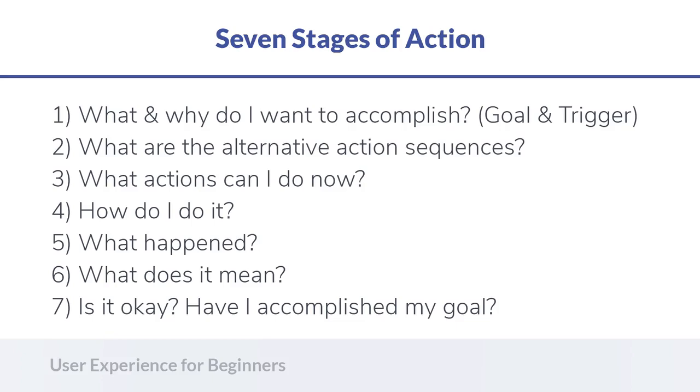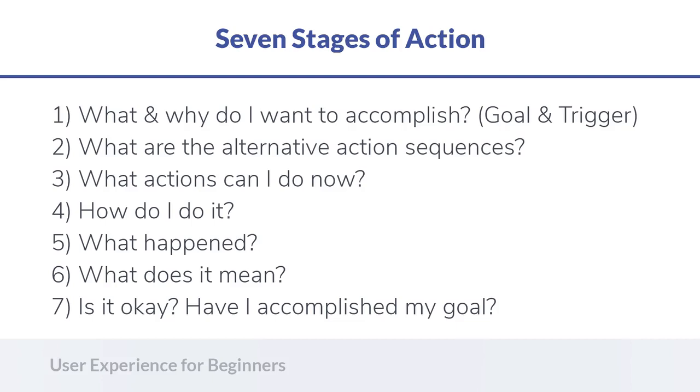Second one is what are the alternative action sequences. Can I achieve the same goal by doing something else or with another sequence of actions? By pressing this button and going to this URL and maybe copying and pasting everything, can I create a Google document like that? So this is the sequence of actions. Every user has a different sequence of actions. They might use some other sequence to accomplish the same goal.